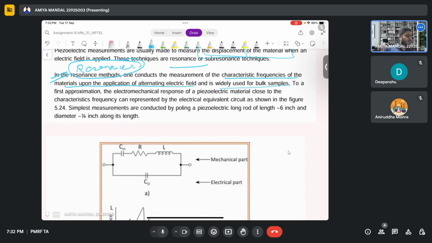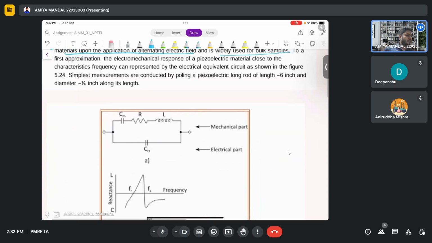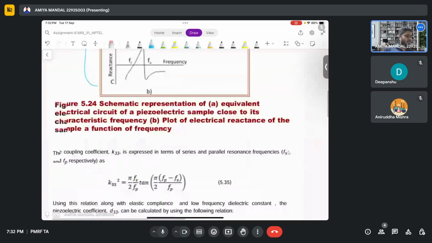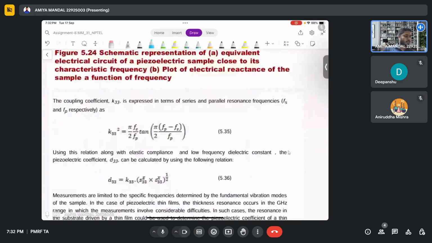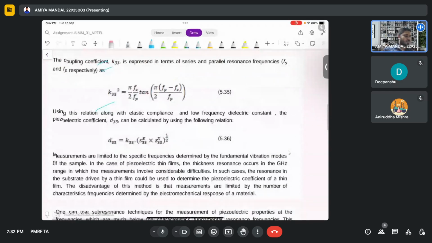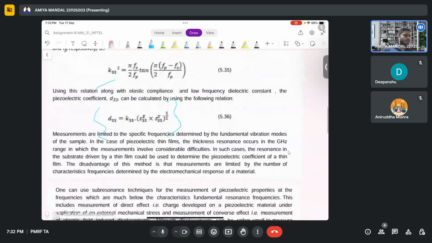ceramics. Here a simple example has been given of how the length has been changed from 6 inch to 1 by 4 inch. Diameter, and that's related to an LCR circuit applied for C naught, for a mechanical part. And you can see the coupling coefficient also there. And we can measure the d33 value by this formula.